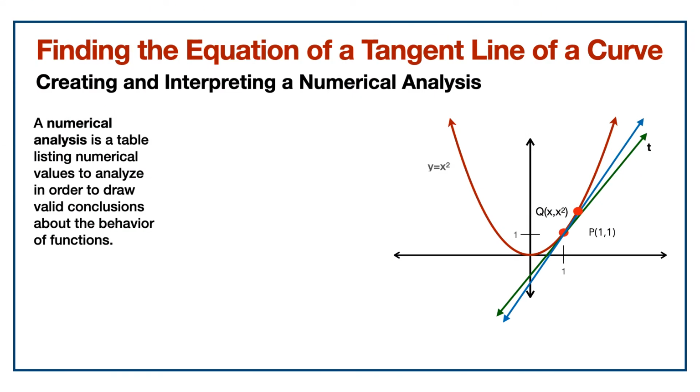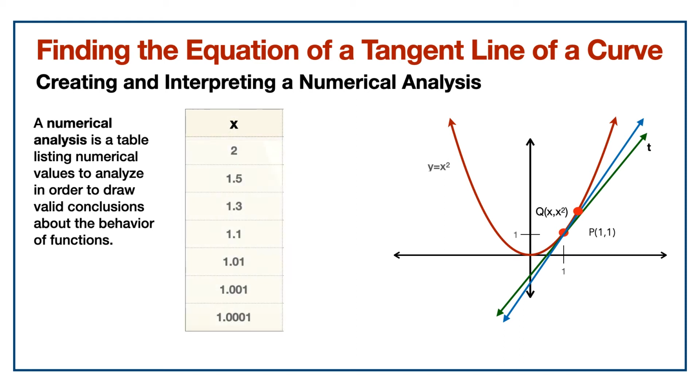A numerical analysis is a table listing numerical values to analyze in order to draw valid conclusions about the behavior of functions. Our specific numerical analysis here shows randomly selected x-coordinate values for our point Q. Our values begin at x equals 2 and move down to x equals 1 and 1/10,000th, an x-coordinate very close to x equals 1 of our point P.